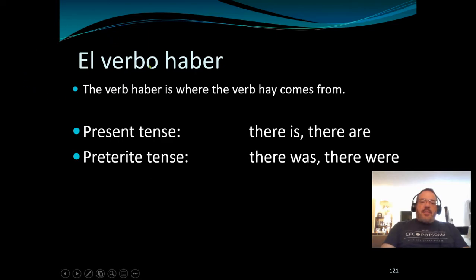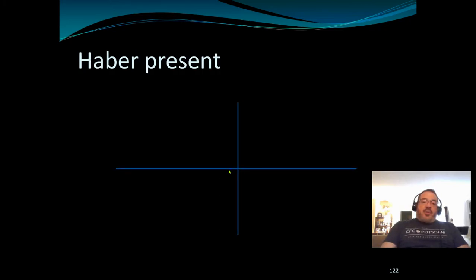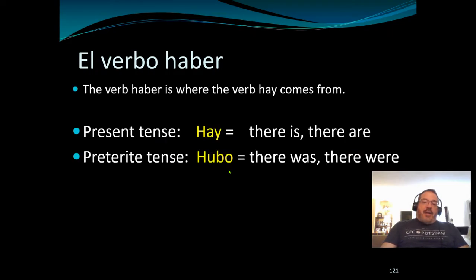So what we're saying here is this: the verb haber means to have, but it's also where the word hay comes from. In the present tense, we would say hay to mean there is or there are. In the preterite, we would say there was or there were. So we know how to say there is, there are. We say hay. But how do you say there was or there were? Here's how you do it. I just showed it to you, but I'm going to show it to you on a chart. So we have hay and we have hubo.